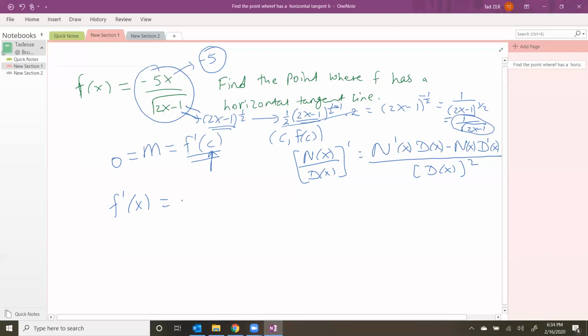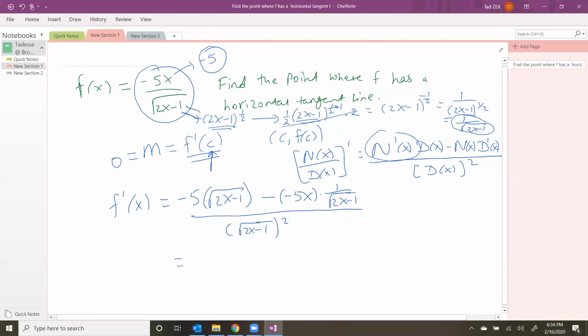So f prime at x equals the derivative of the numerator, which is negative 5, times the denominator, which is square root of 2x minus 1, minus the numerator, which is negative 5x, times the derivative of the denominator, which is 1 over radical 2x minus 1, everything divided by radical 2x minus 1, the whole square. Now let's simplify that. I have radical 2x minus 1 in the denominator, so I will multiply the first term by radical 2x minus 1. This is nothing but finding a common denominator.